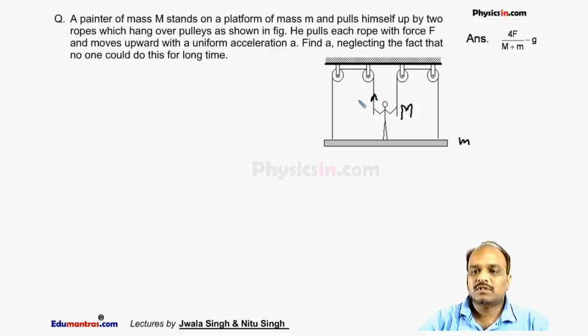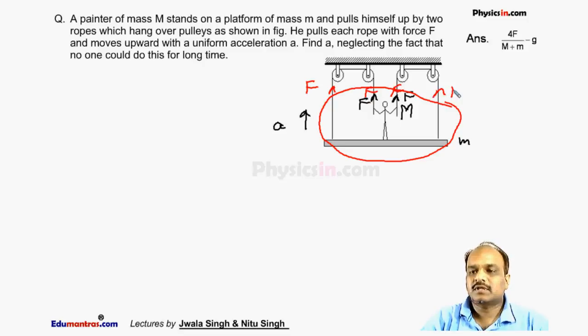Let him apply a force F on this rope and move up with an acceleration A. So we have to calculate this A. If we draw the free body diagram of the whole system, this is force F, this is force F, this is force F, this is force F.